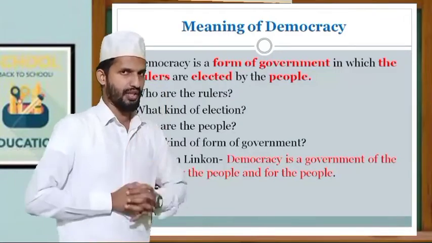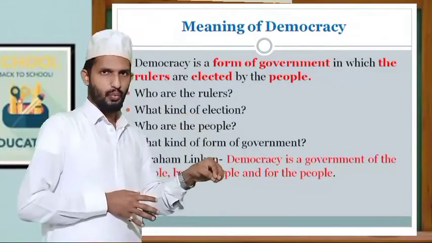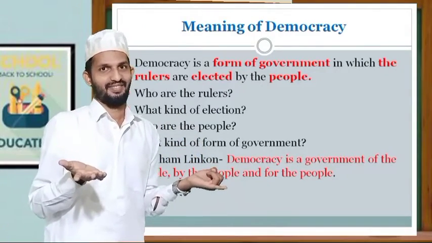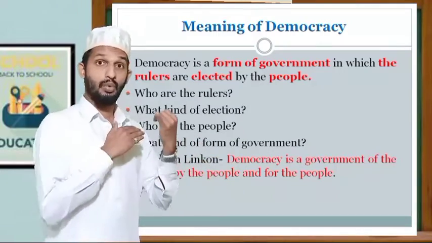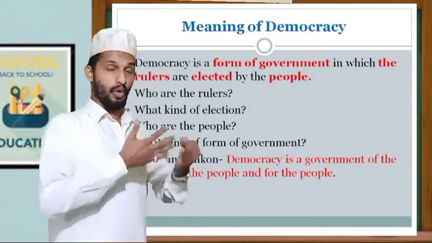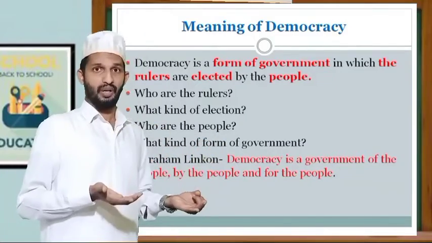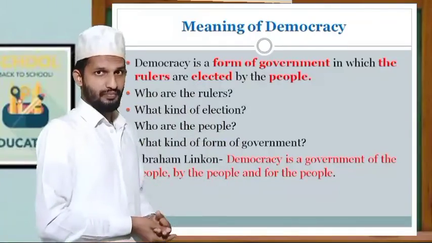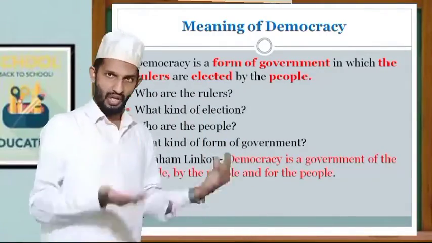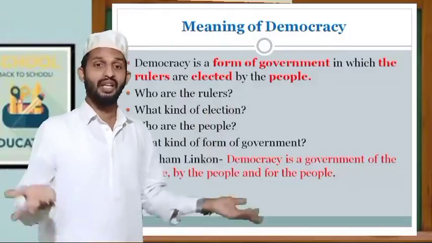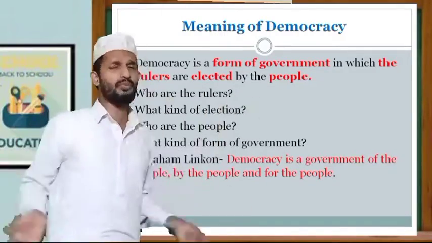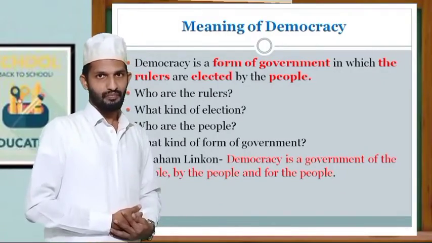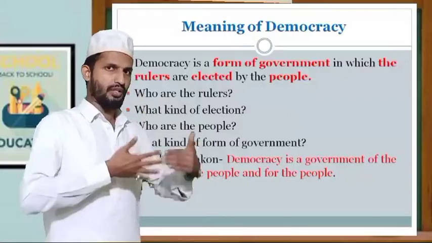And in that meaning itself, we have some questions. What is the first question? Who are the rulers? Second one, what kind of election? We already said that rulers are elected by the people, and what kind of election? And who are the people? And what kind of form of government? There are so many forms of government. What kind of form of government are we going to study here? So these are the questions that arise from the meaning.